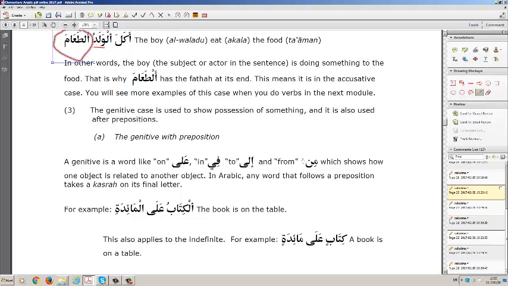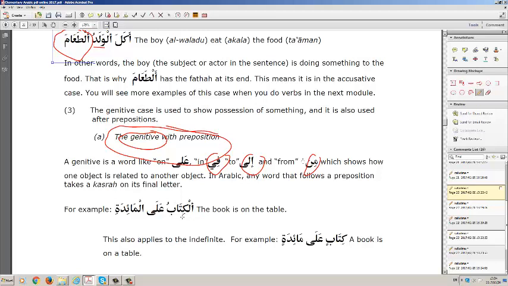What is the genitive? The genitive is used in two ways. One, the easy way, is simply after a preposition. So for example, we have these prepositions in Arabic like min, from, ila, to, fi, in, and so on. And any word that comes after a preposition takes the i sound, takes a genitive.